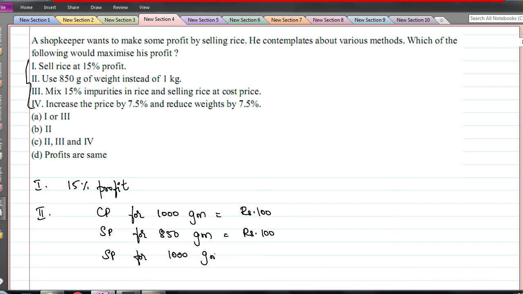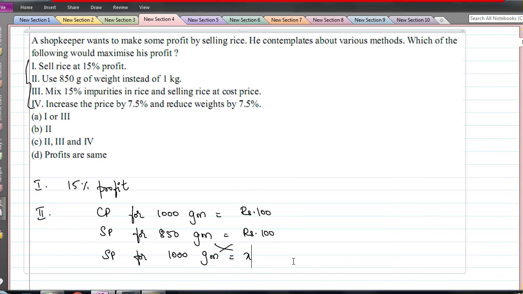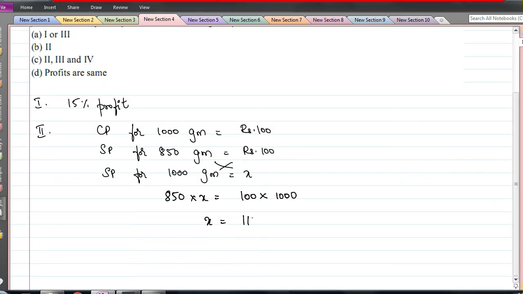So let's take it as x, and from cross multiplication, 117.647. So let us take it as 117.65. So here what is the profit percentage? Difference between selling price and the cost price, which is 117.65, and the cost price is 100 rupees. So the difference is 17.65. That is the profit percentage.